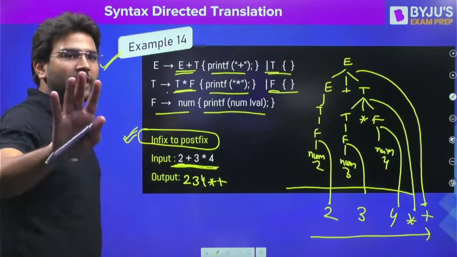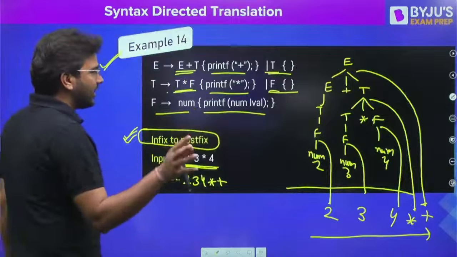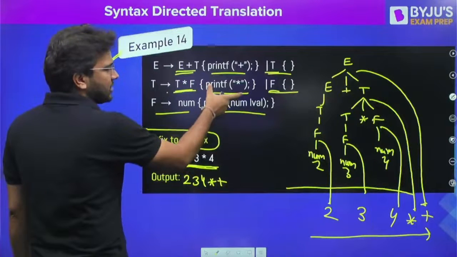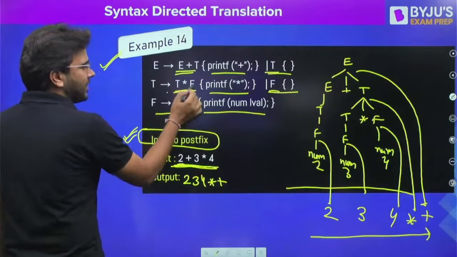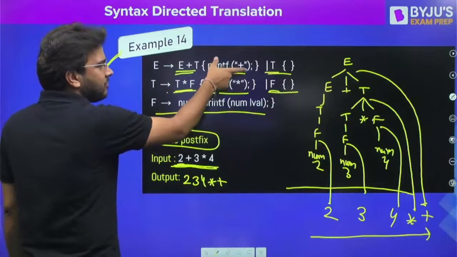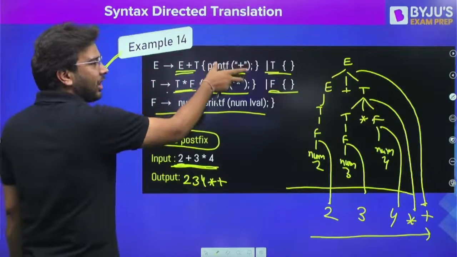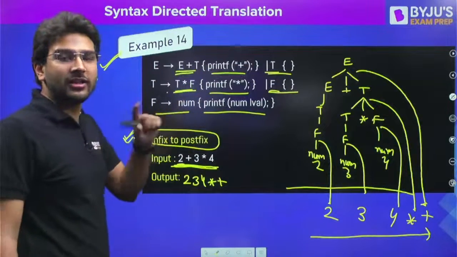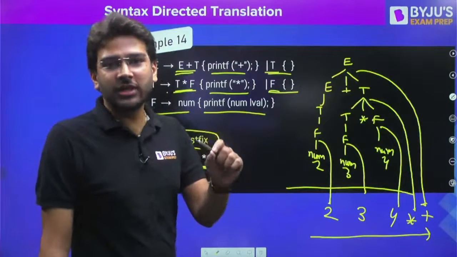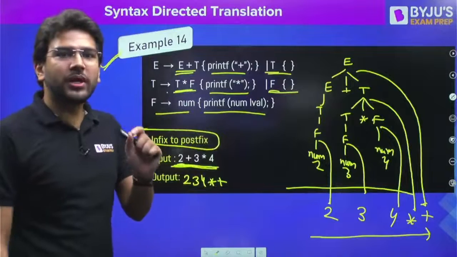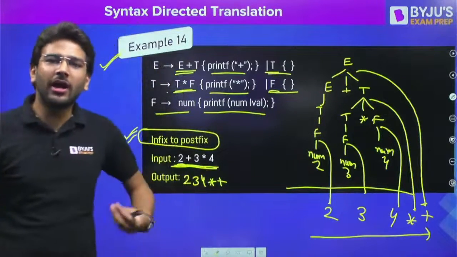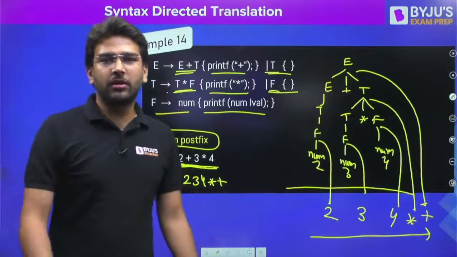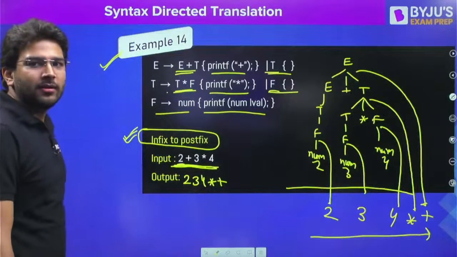And let me tell you one more thing. Sometimes they may shift this print star to the beginning also. Like you can have print star then T star F. They may shift print plus to the beginning and then you can have E plus T. In that case, output will get changed. So that is why it is better in the exam if you make the tree and then get the correct answer. It will hardly take, maximum 1 minute. Is it clear?